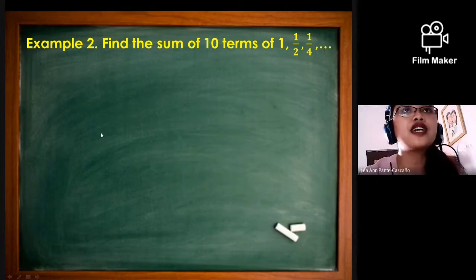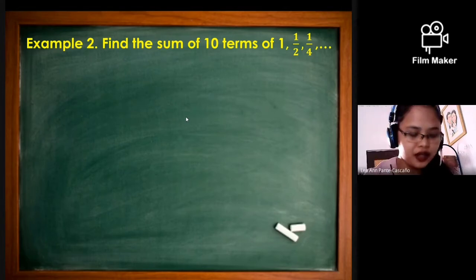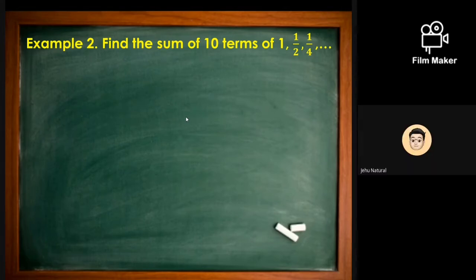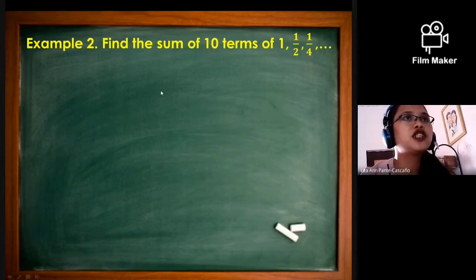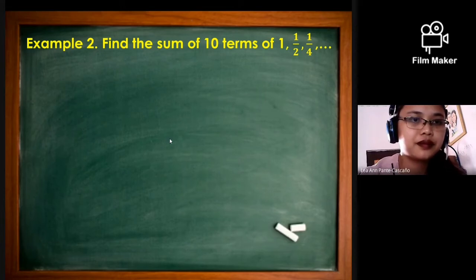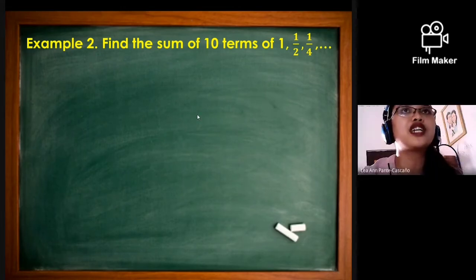Find the sum of the first 10 terms. The question is, do we have a last term? Jehu, may last term po ba? Wala po, ma'am. Let's have Josh. Josh, what is the first term? 1 po. What is the common ratio?